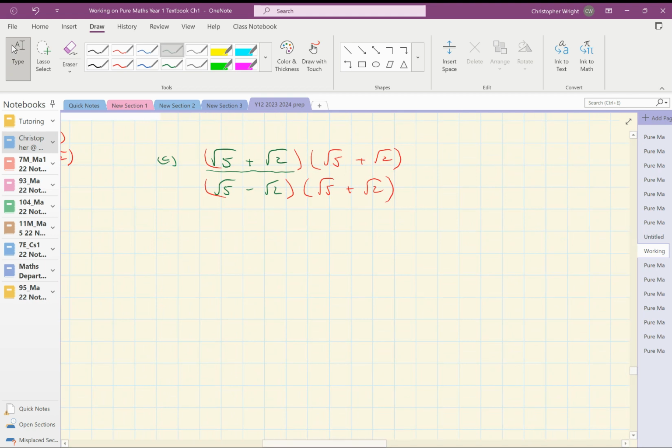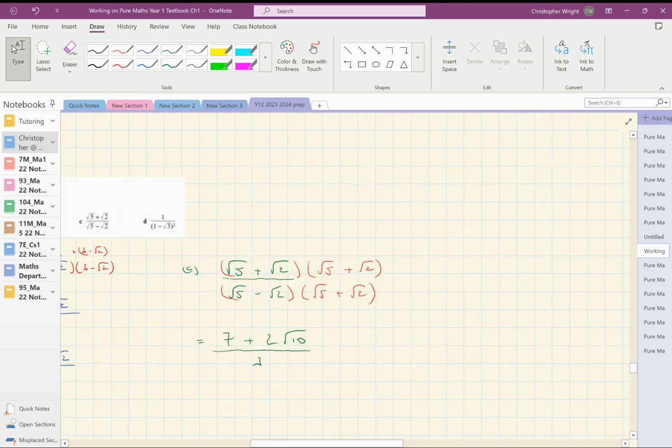Right, so I'm going to work out on the top here what root 5 plus root 2 multiplied by root 5 plus root 2 is. So my first term is going to give me 5, and my last term is going to give me 2, so that's going to give me 7. And then I'm going to have root 2 times root 5 twice, so that's going to give me 2 root 10. On the bottom, the first term is going to give me 5, and then minus 2, which gives me 3, and the middle terms are going to disappear. So there is C with a rational denominator.